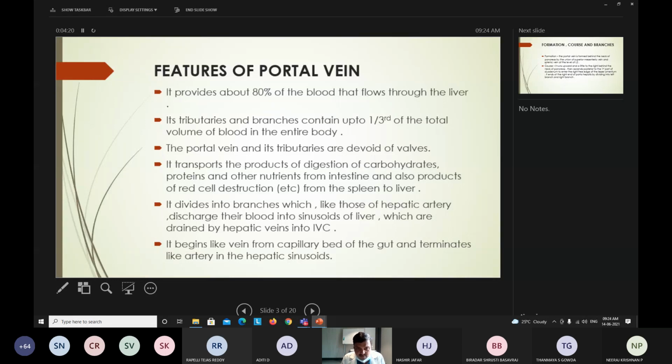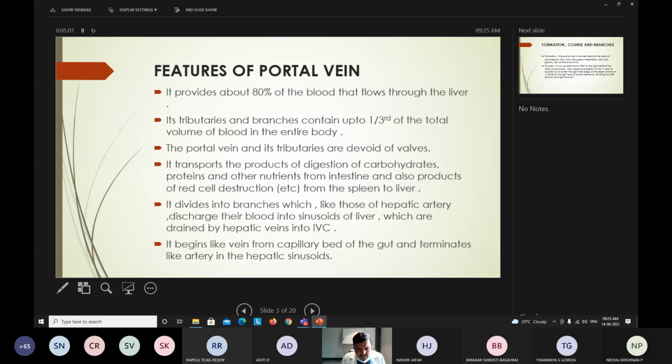The blood of the portal vein contains the digested parts of carbohydrates, proteins, and other nutrients from the intestine. Whatever digested particles come from the intestine are carried by the portal vein, and also some red blood cell products. The spleen's main function is destruction of red blood cells which have completed their lifespan. That blood is transported to the liver through the portal vein. It is an important characteristic feature, a differentiating point between other veins and the portal vein.